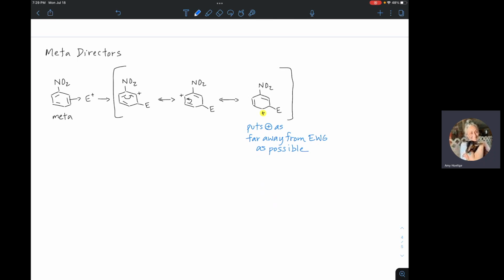The nitro group has a positive charge on the nitrogen. Putting that carbocation as far away from it as possible is energetically desirable, we believe, because when we do these reactions and you have an electron withdrawing group other than a halogen on the ring, the major product is the meta product. What happens if I were to put this incoming electrophile at the ortho position?